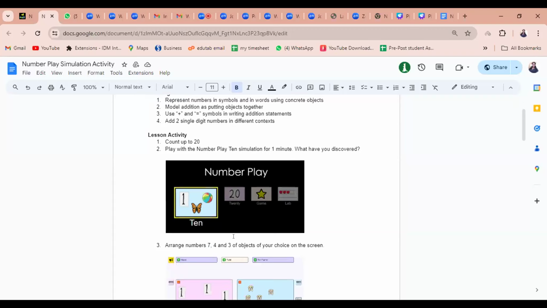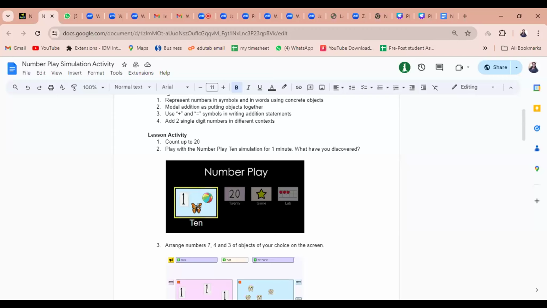Okay, so let's move to question 2. Play with the Number Play 10 simulation for 1 minute. When you open the simulation, we have 4 screens. So the first screen, just open the first screen. The first screen is called 10. And play with it for 1 minute.